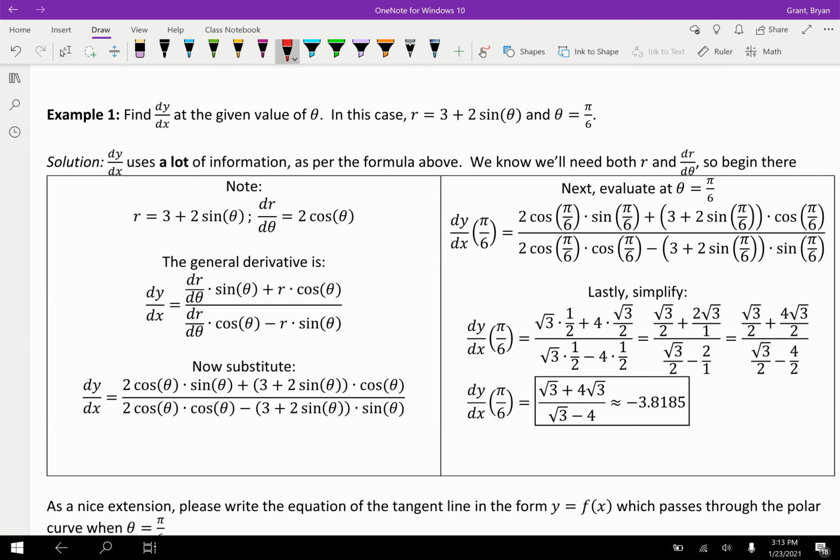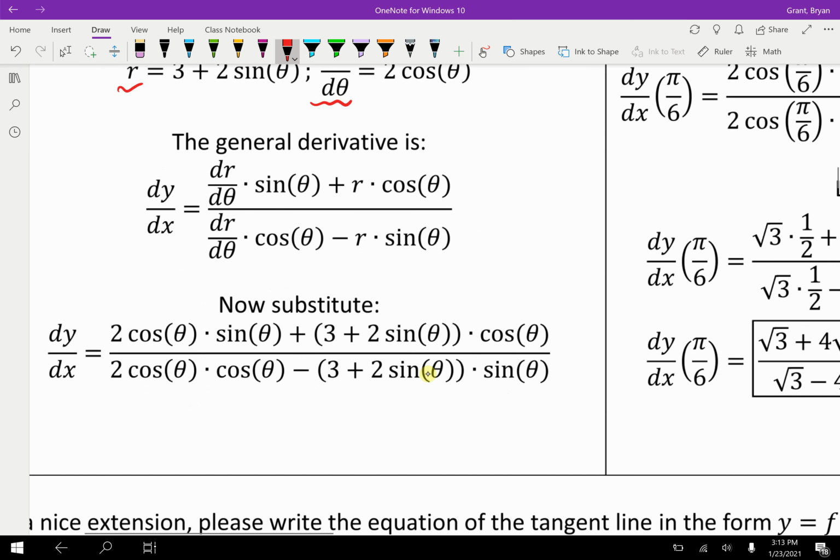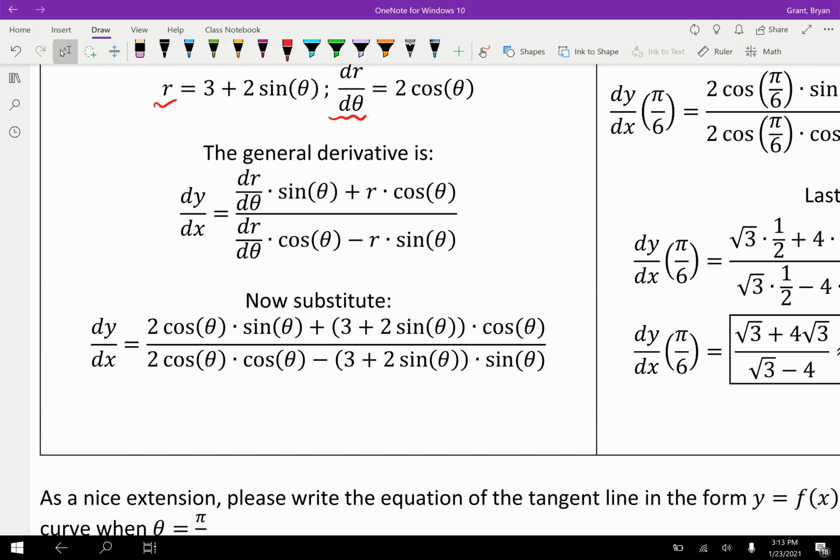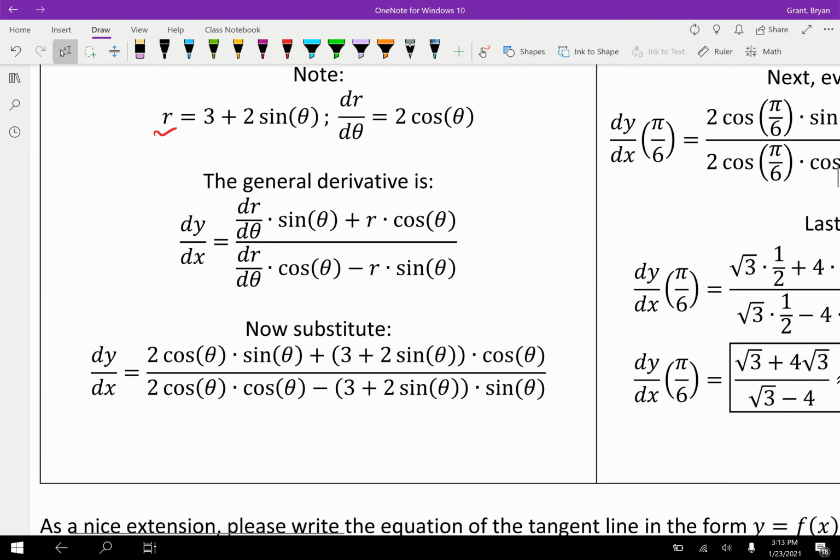Okay, well, we're going to need to know a couple things. Eventually, we will need r, and we'll need dr d theta, which is interesting, and you'll see why shortly. We just went over the original derivative equation on the previous page. But now, we're actually going to substitute to make this more specific to our problem. In particular, we know that r is the same as 3 plus 2 cosine of theta, so everywhere we see an r, we need to substitute that.